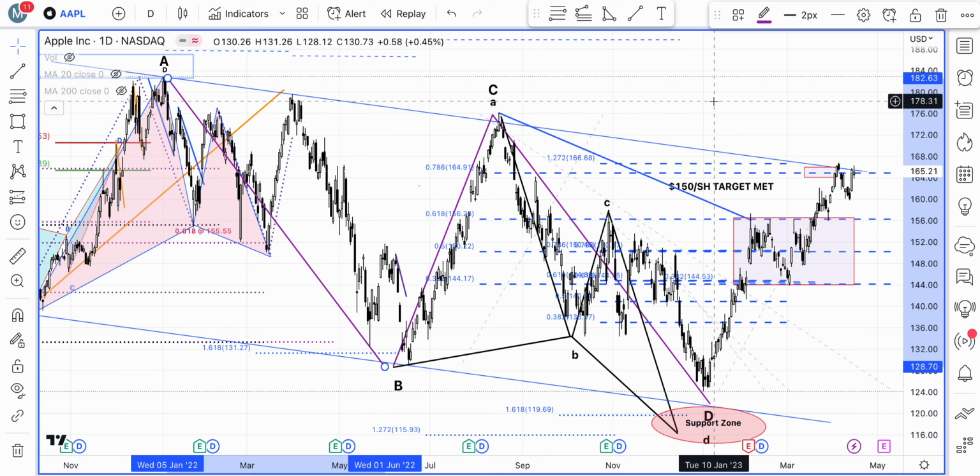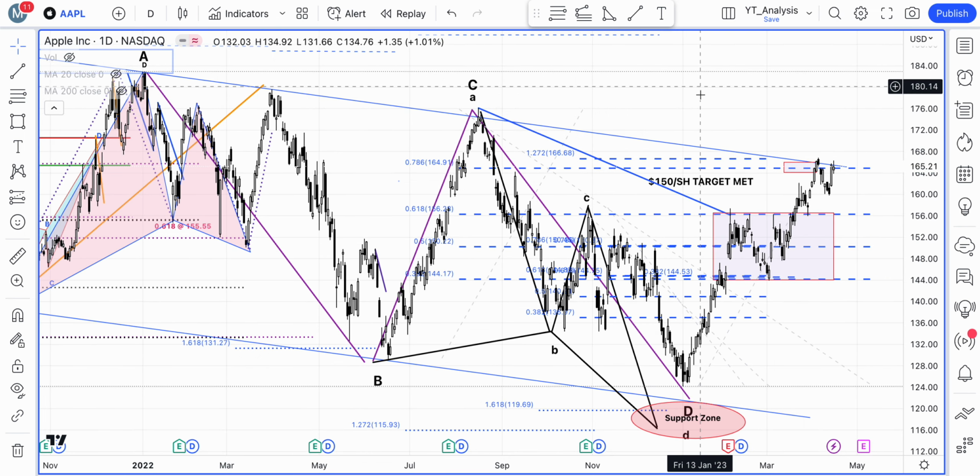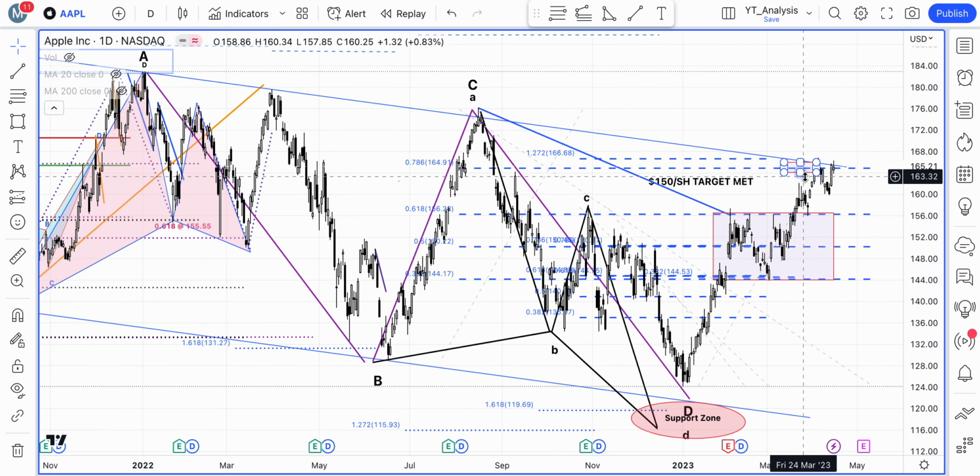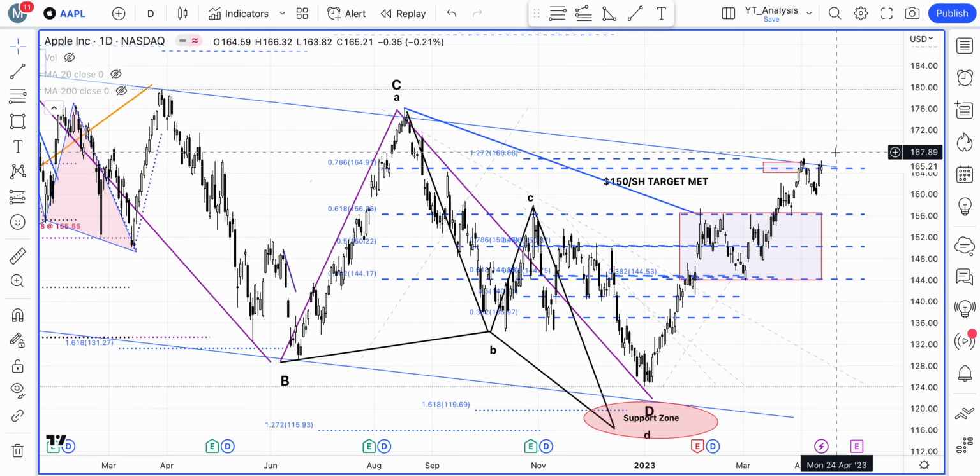So here what we have to note is that the stock is actually reaching also the top of the channel one more time. It has had one attempt here. Now it's attempting the second one here.